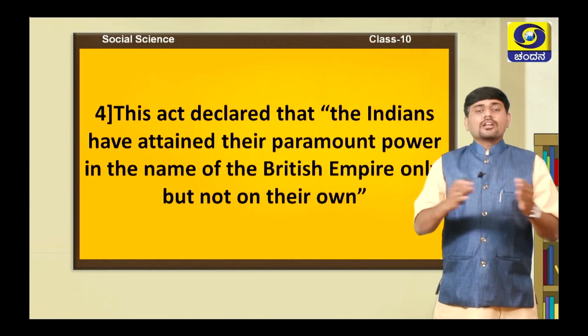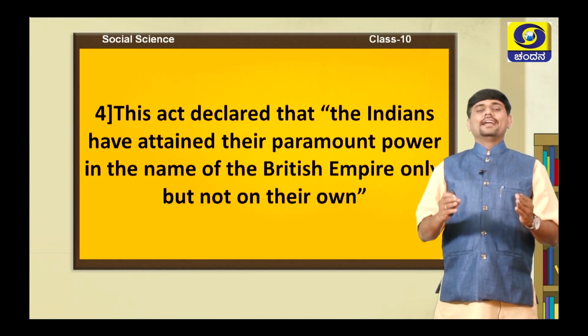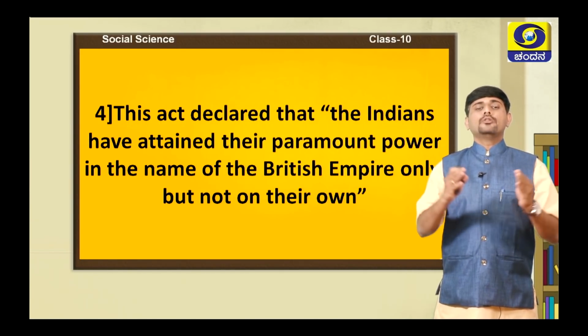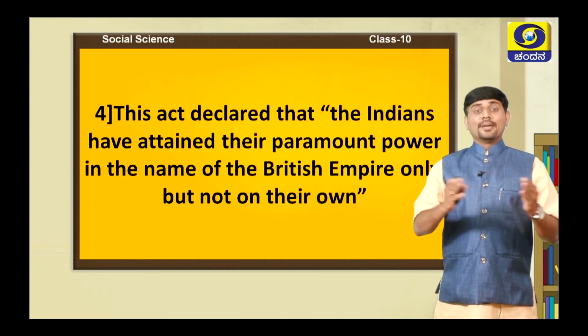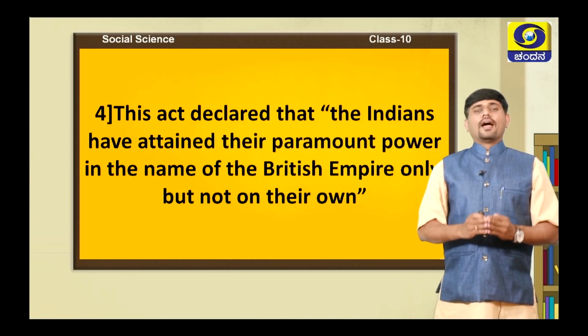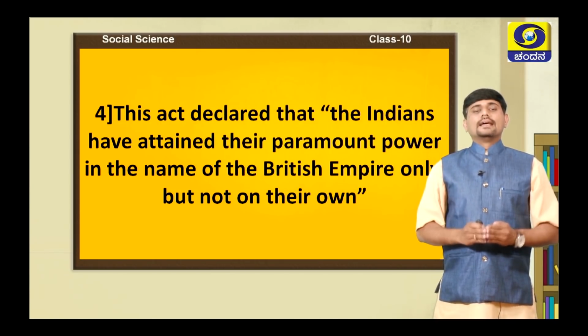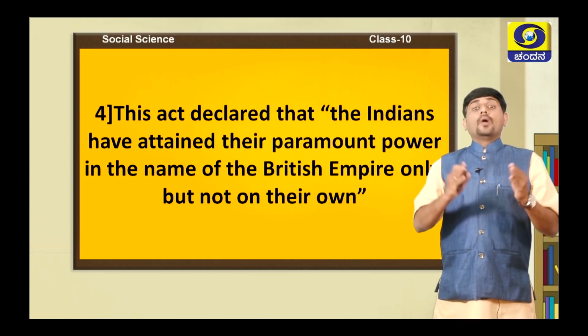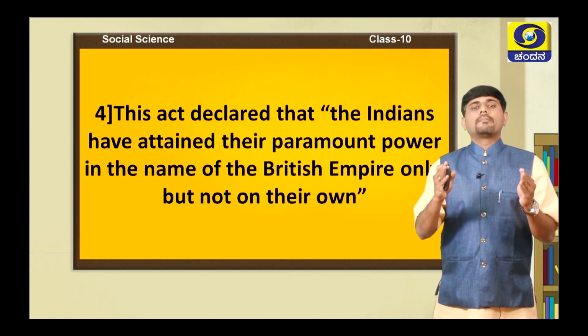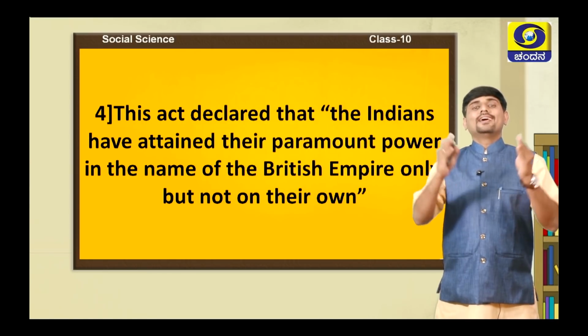This act also declared that the Indians have attained their paramount power in the name of the British Empire only, but not their own. The meaning of this sentence here, children: according to this act, the Indians have attained the supreme power only in the name of the British Empire, but not in their own.